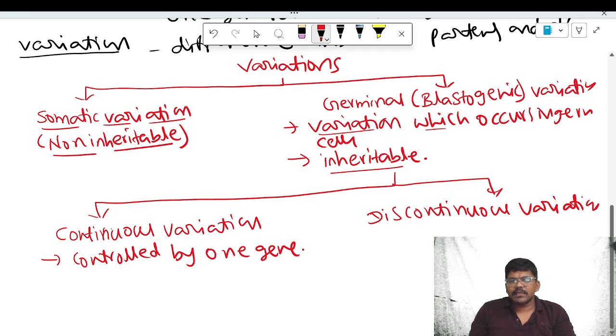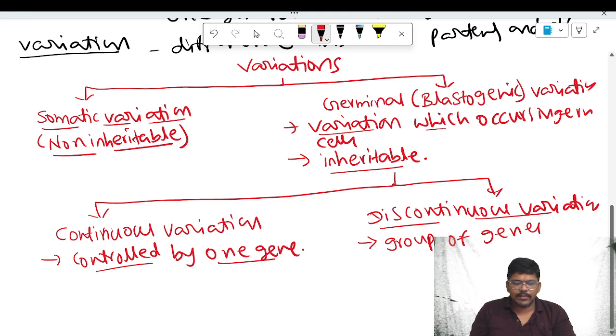If the variation is controlled by a single gene, that is called continuous variation. If variations occur by a group of genes, or many genes, that is called discontinuous variation. That is about the different types of variations.